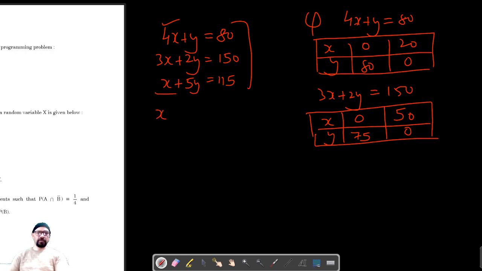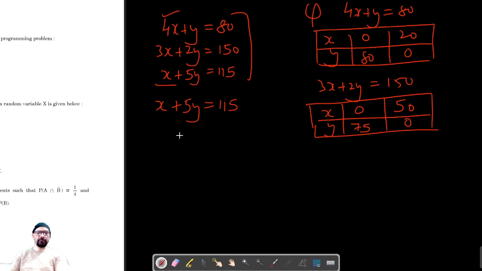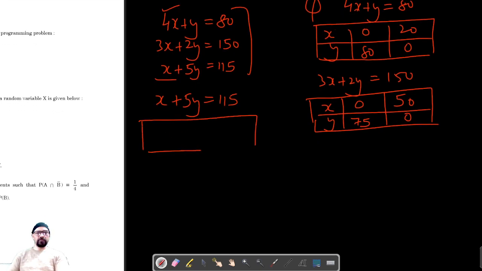Okay, for the third one, it's x plus 5y is equal to 115. So for this, the coordinates are x, y. When x is equal to 0, y is 23. And when y is 0, x is 115.